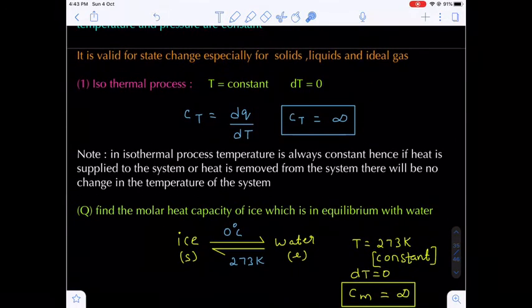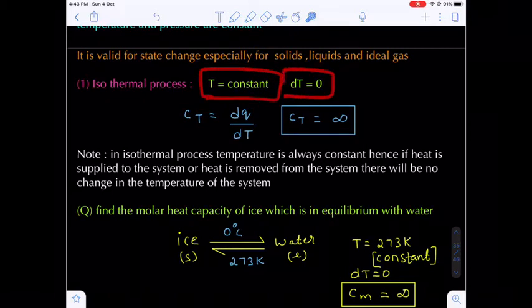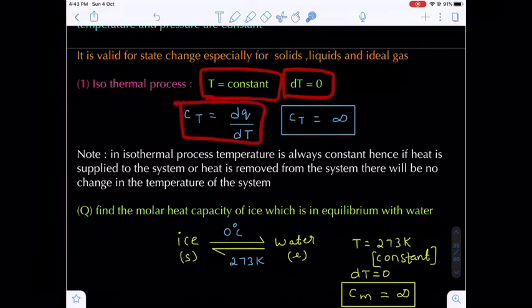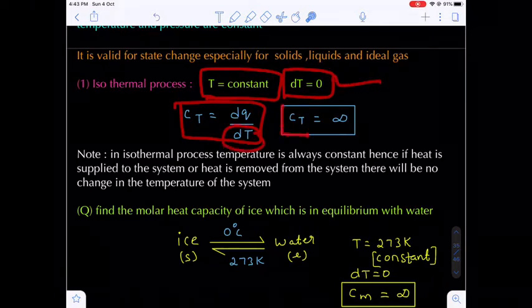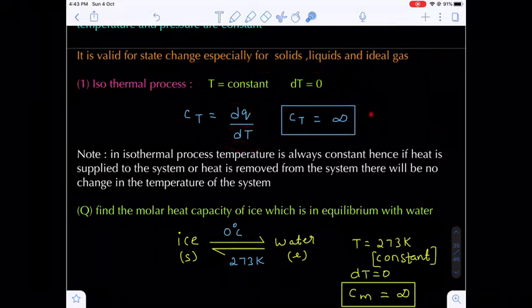Now there are different types of processes. In the previous class we know the isothermal process. In an isothermal process, do you know temperature is constant? Yes. When the temperature is constant, change in temperature will be equal to 0. So what is the total heat capacity? dq by dT. But in the denominator, the dT value is 0. Anything divided by 0 is infinity. So what is the heat capacity of an isothermal process?